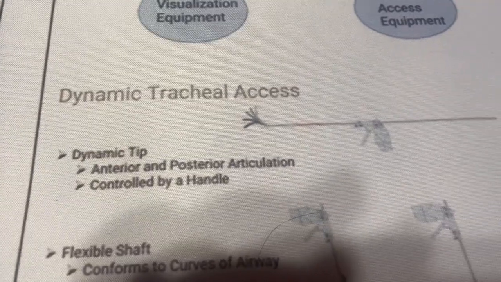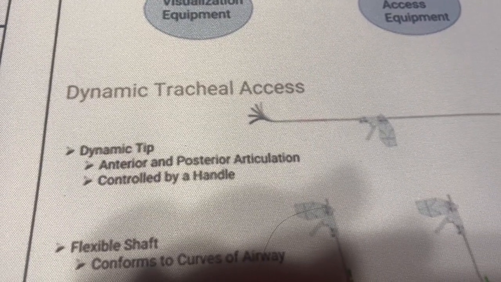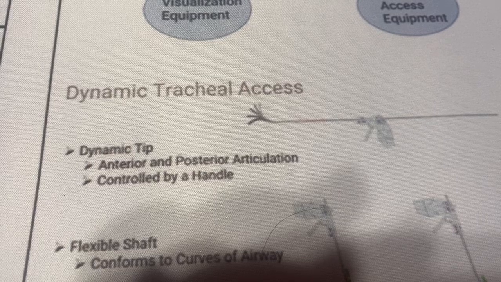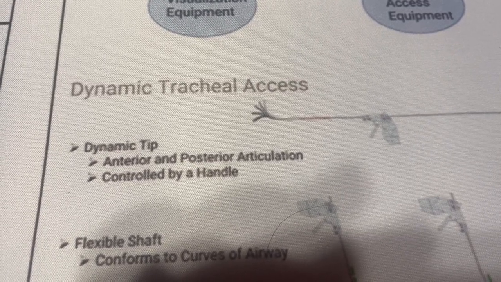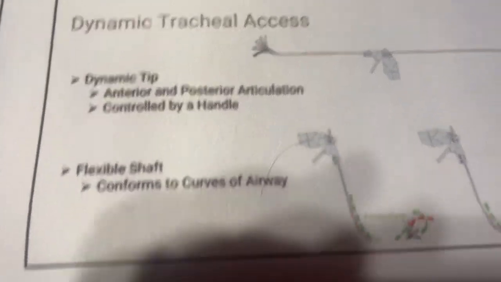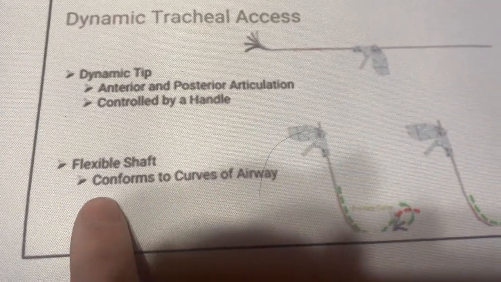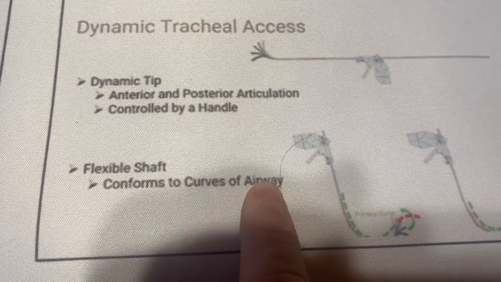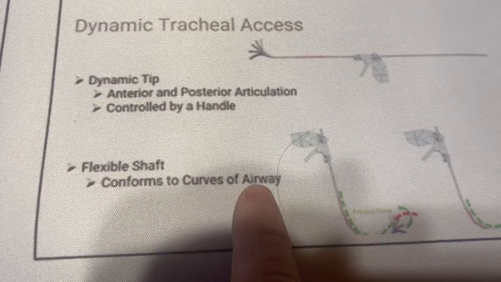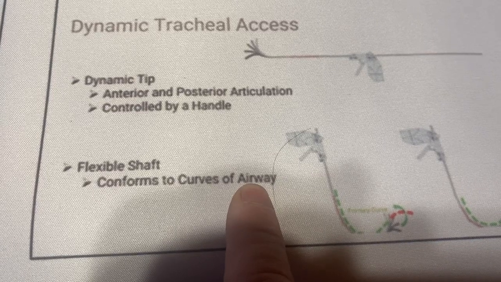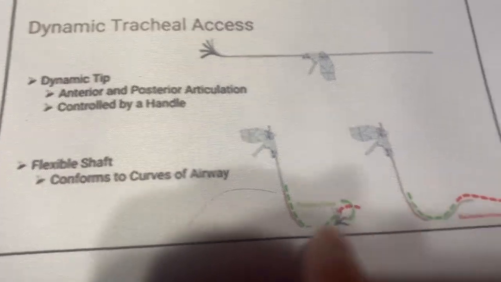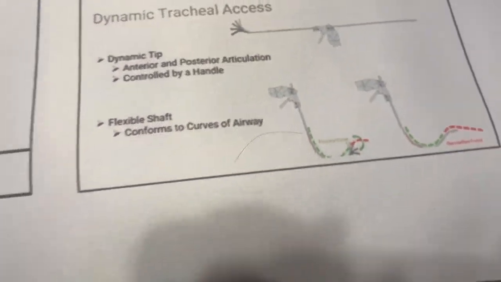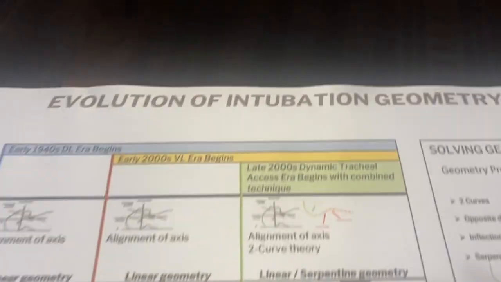Dynamic tracheal access means that the introducer has a dynamic tip. It can move in an anterior and posterior fashion. It's controlled by the handle. It has a flexible shaft, and that shaft is conforming, allows the introducer to conform to the anterior and posterior curves of the airway. So it can actually move through in a snake-like fashion, which is critical for a smooth intubation. And then we're going to move over here to the evolution of intubation geometry.